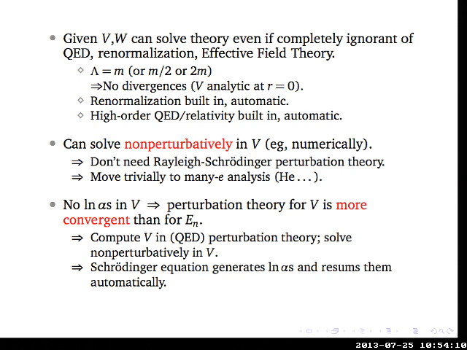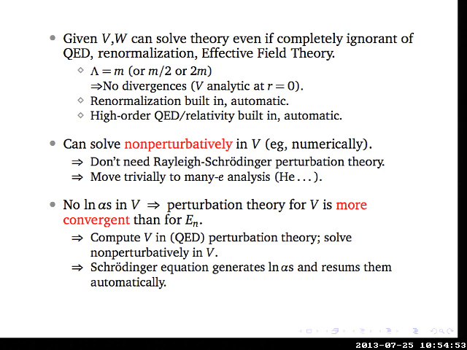The other thing is there are no log alphas in V. The perturbation theory for V is more convergent than the perturbation theory for gamma or E sub n. And the reason is that those logs come from putting the potentials together and from what happens in the integrals, the sums over states between them, and that I can deal with non-perturbatively to all orders. And as a result, V is actually a more convergent quantity than E_n, and you'll get lots of log alphas and higher orders for free from doing things this way.